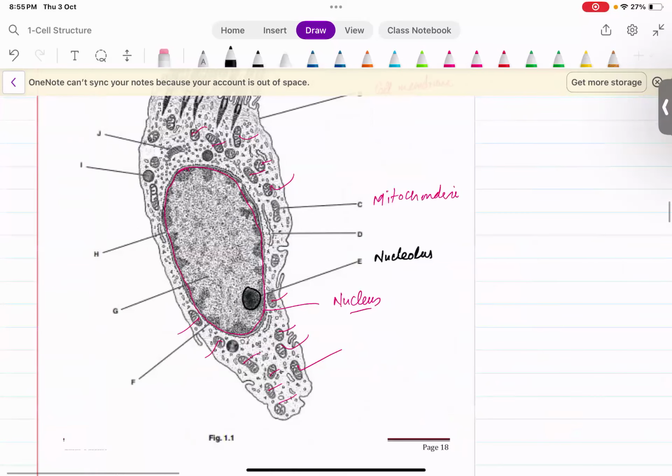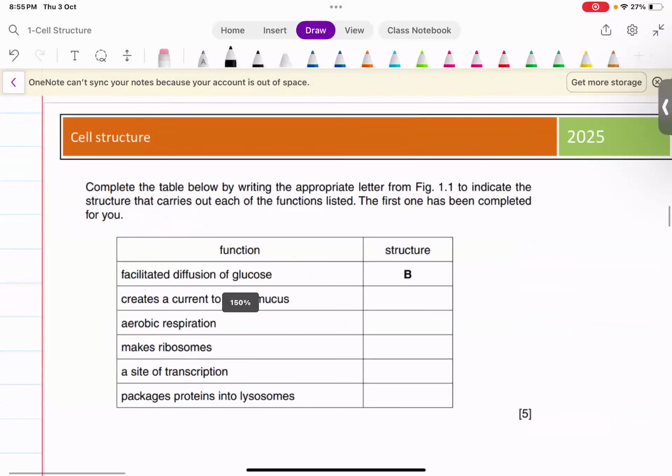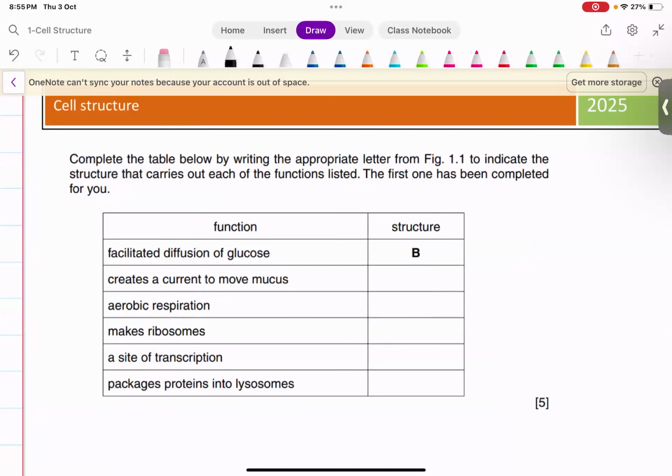Okay, so let's see what are the questions on this cell or on the different parts of this cell. Here we have: complete the table below by writing the appropriate letter from figure 1.1 to indicate the structure that carries out each of the functions listed. The first one has been completed for you. Facilitated diffusion of glucose. Obviously, the channel proteins are found in the cell surface membrane, and the facilitated diffusion of glucose takes place through the cell surface membrane. So B is cell surface membrane.